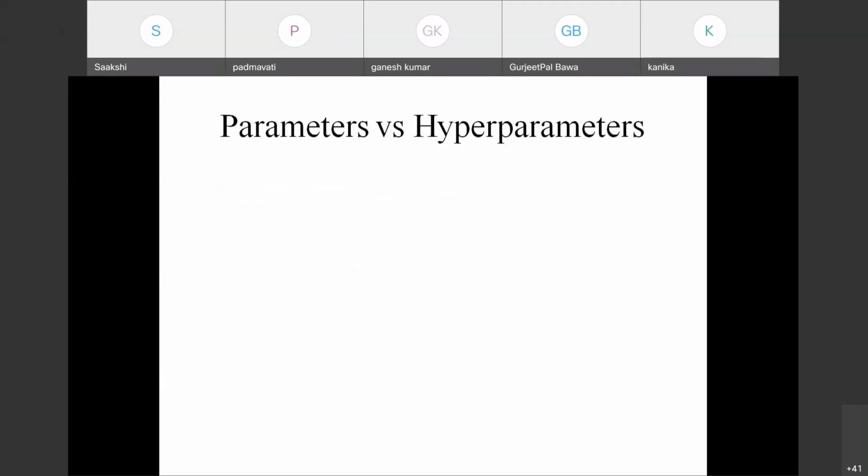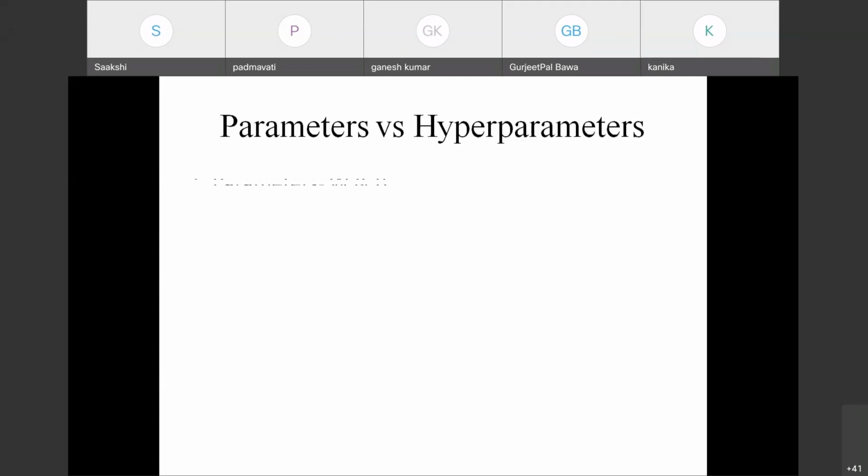Now let us discuss parameters versus hyperparameters. By this time we are all very well aware of the term parameters. In today's class we will discuss what hyperparameters are and what is the role of hyperparameters in the learning process.